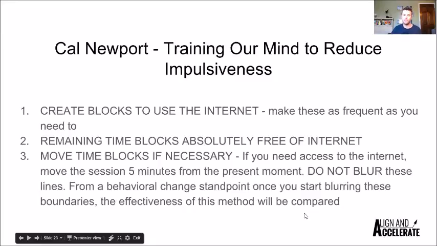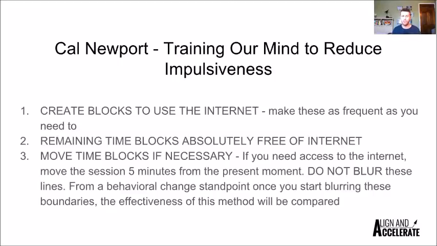Third, if you do need to get on the internet for some reason, you need to move your time block 5 minutes from the present moment. And the reason for this is because we can't blur this like, oh, I'm just going to jump on the internet right now because I need to grab this one thing. If we start doing that, we allow ourselves to get on the internet, and before you know it, we're distracted and we're not working on what we need to.